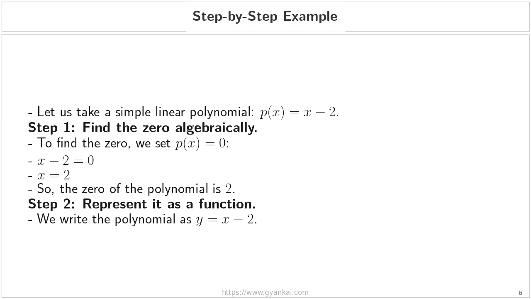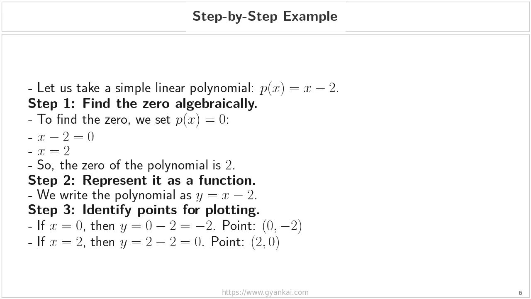In step 2, we move toward the geometric side by representing this polynomial as a function. We do this by setting y equal to our polynomial, so we write y equals x minus 2. This allows us to prepare for plotting it on the Cartesian plane, just like we discussed in the previous slides. Now in step 3, we need to identify some specific points so we can actually draw the graph.